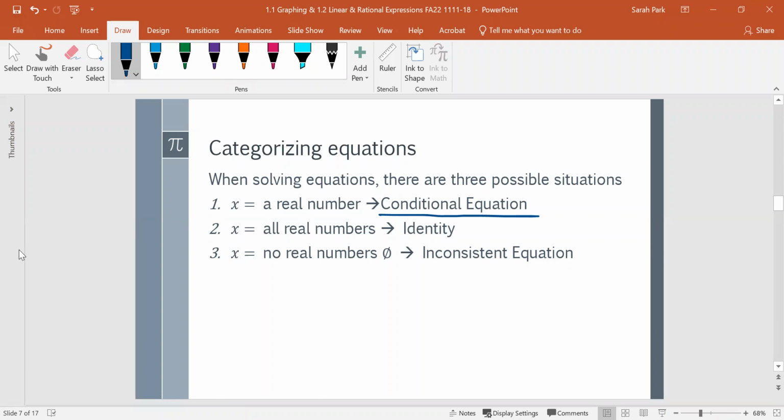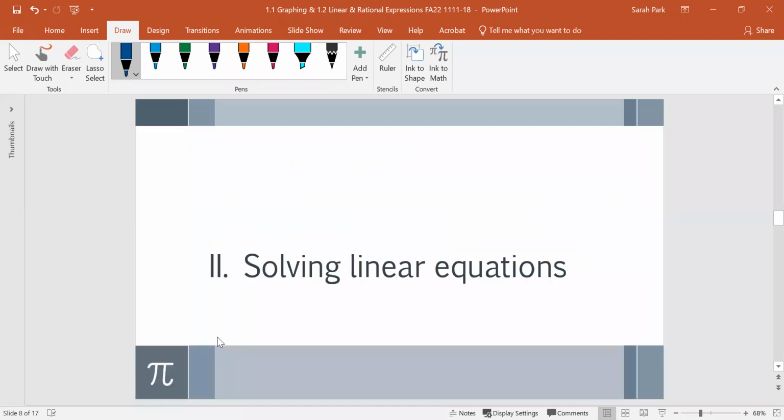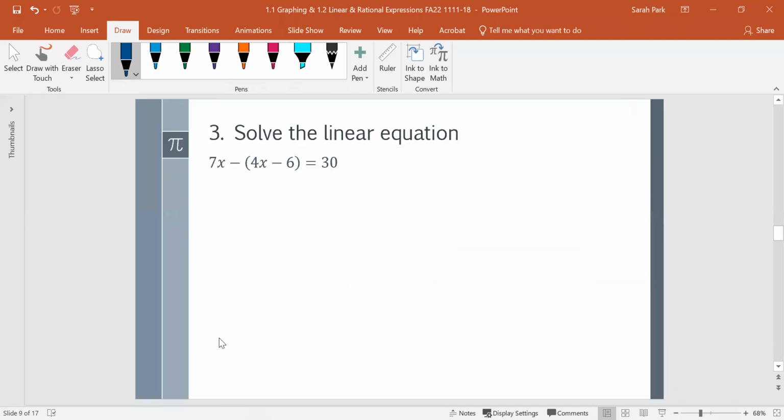A second type of equation is when you solve and then your solution is all real numbers. When that happens, we call that an identity. And then the third type is when you have no solutions. We call that an inconsistent equation. So let's take a look at the three types. We're going to solve linear equations first.